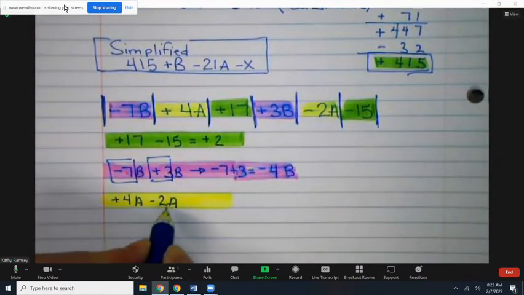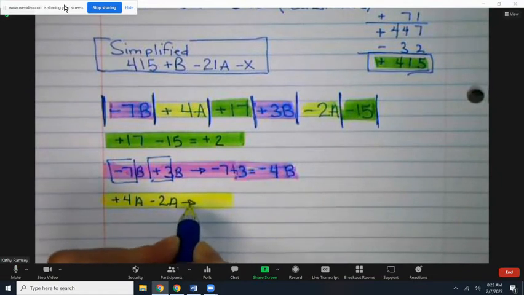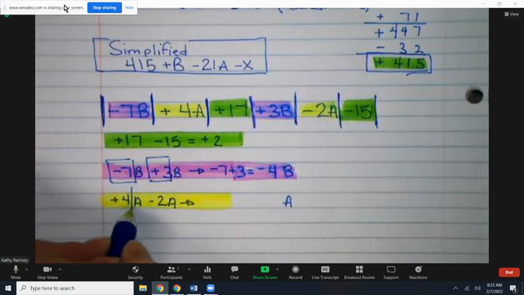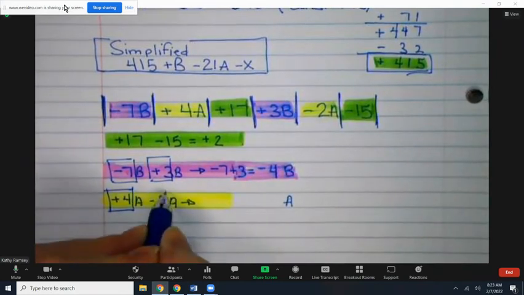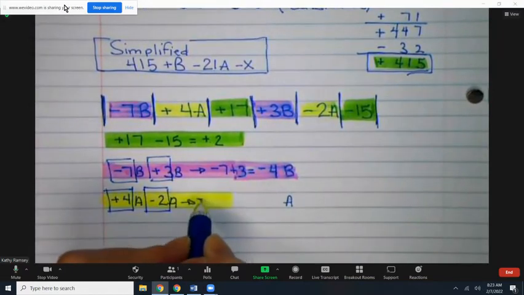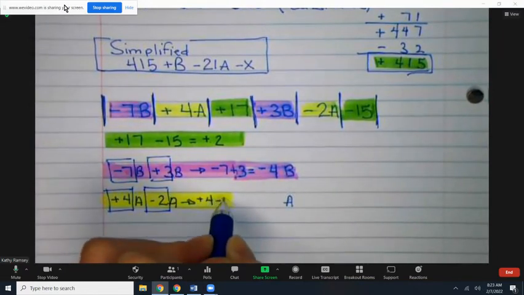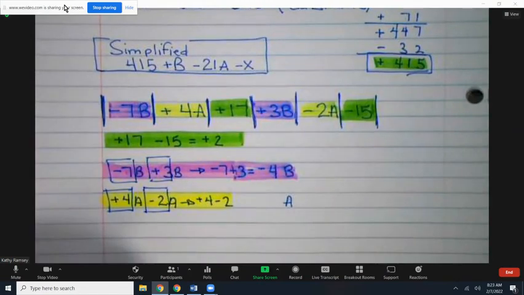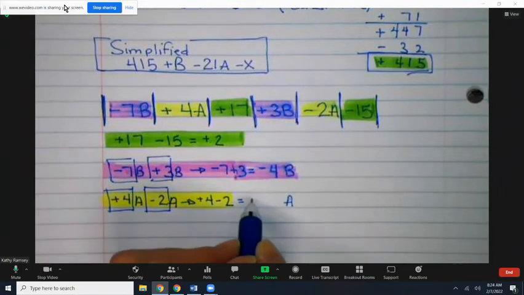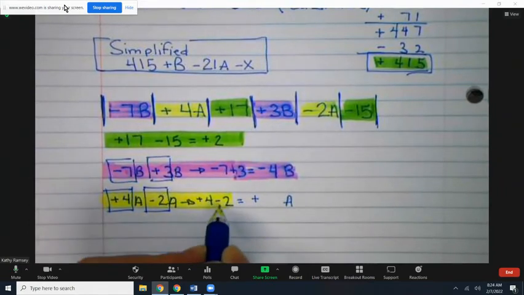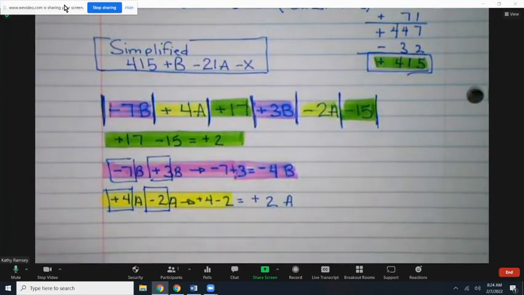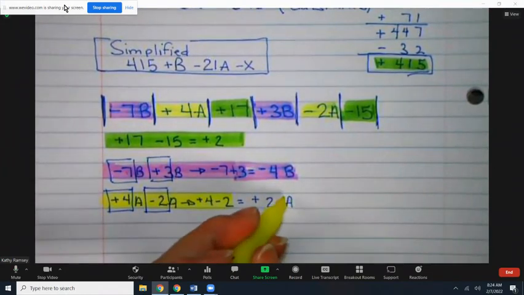All right. Positive 4a and negative 2a. Again, we're just going to throw a over here for a minute. We're going to look at our coefficients, and we're going to take positive 4 and negative 2. And again, because 4 is larger, we're going to take the sign of the 4 and subtract. So this is positive 2a.